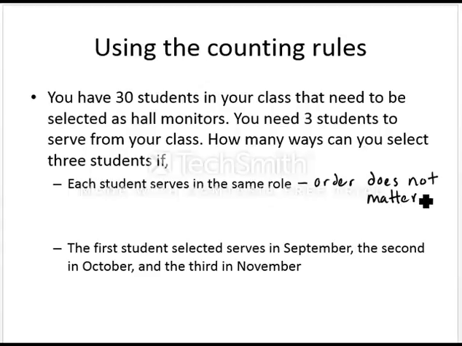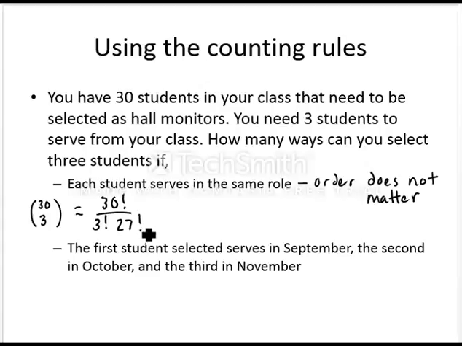So which rule do we use when order doesn't matter? It would be that combination rule here. So with n being 30 and k being 3, we would simply do that. This is a large number, so I'm not going to worry about working it out. I'll lay out the formula, though, for you.